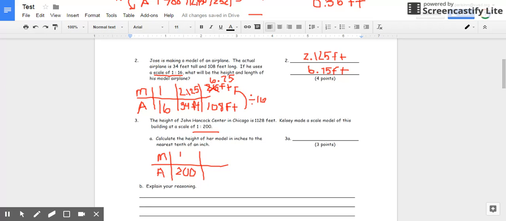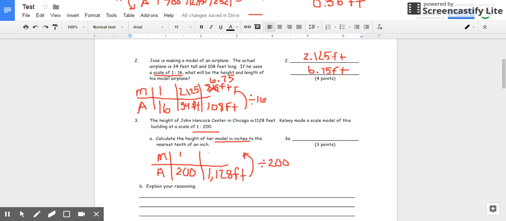So if I'm talking about the John Hancock Center in the city, that is the actual height of the building. And again, just by the measurement, it would be pretty hard to make a model that tall. So that is our actual, and that's in feet. Now we're trying to find the model in inches. Right now we need to find the model in feet. So if we're going from actual to model, we're getting smaller, so we're dividing by our scale factor of 200.